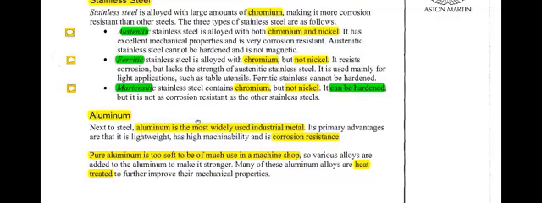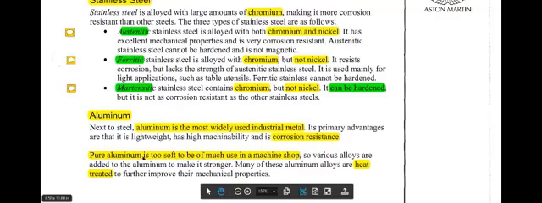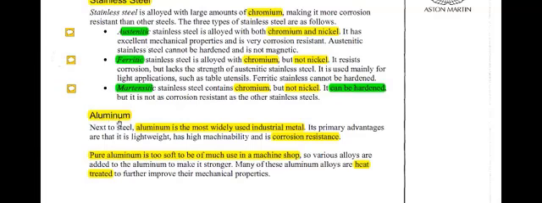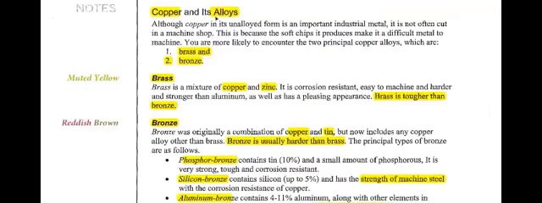Then aluminum. Aluminum is the most widely used industrial material because it's fairly light and it's corrosion resistant. Then again, pure aluminum is way too soft, and therefore what we use as millwrights is an alloy, because of other metals added to make it tough.